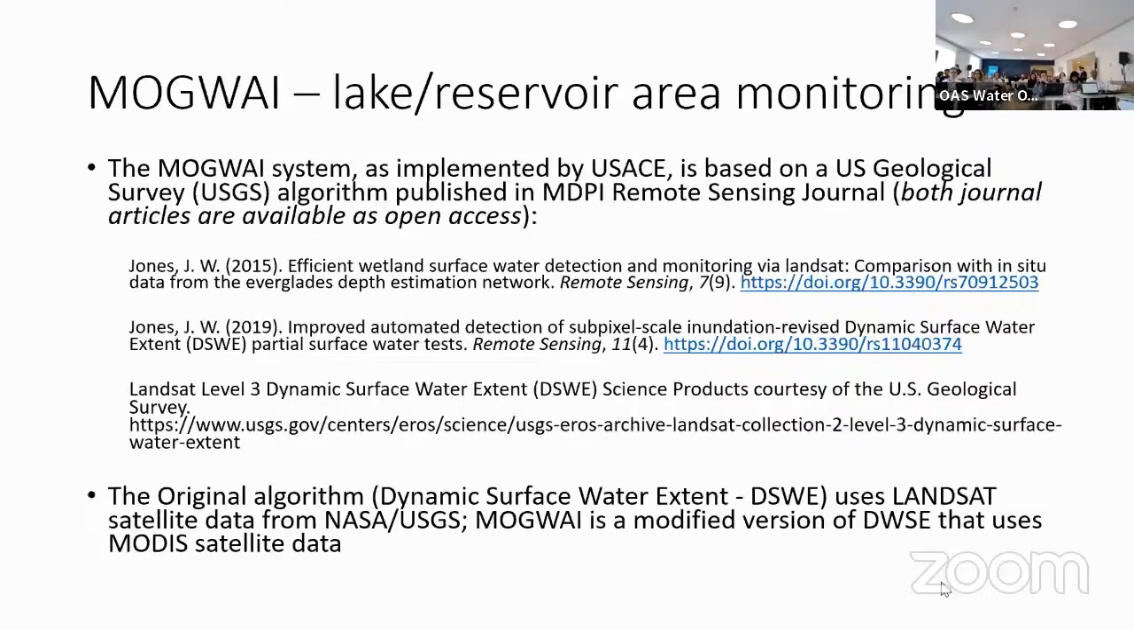When he developed the paper, it was called DSWE, Dynamic Surface Water Extent, and he developed it from Landsat data. But since we needed a more rapidly updated capability, we modified it with USGS to use MODIS data, and that's what we implemented. We actually run this algorithm in real time with the data that we get from USGS that you now know how to get, because you've already tested some of that.